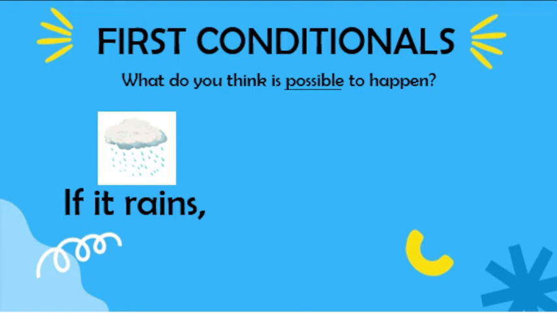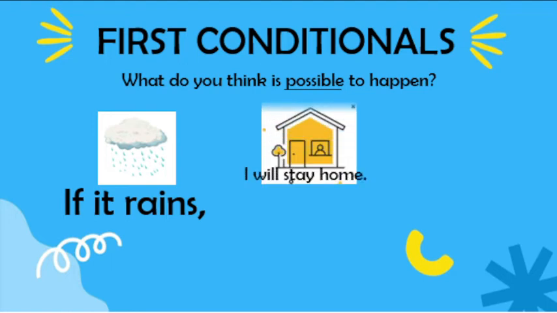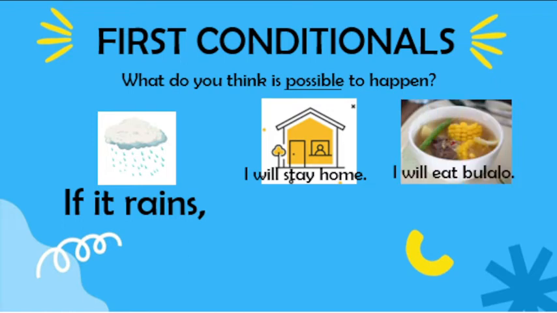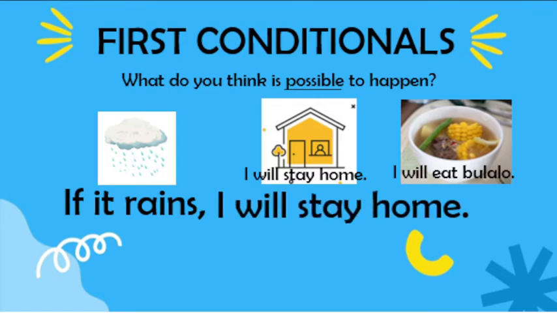What do you think is possible to happen if it rains? What are the possible results if it rains? I will stay home. I will eat bulalo. There's so many possible results. Okay. If it rains, I will stay home. Our if clause or condition, if it rains, and the result, I will stay home.